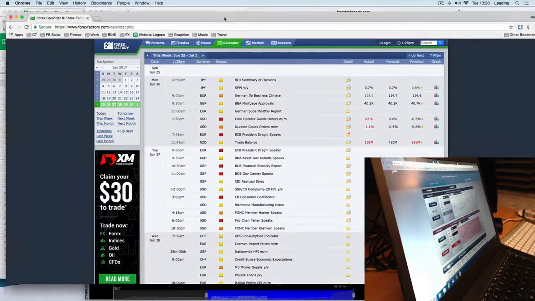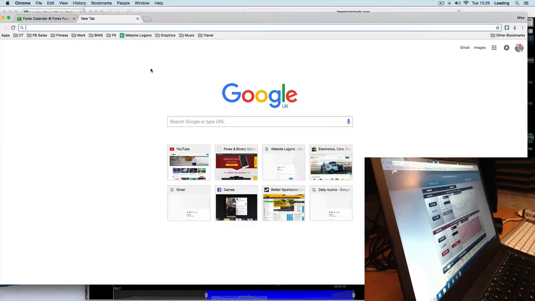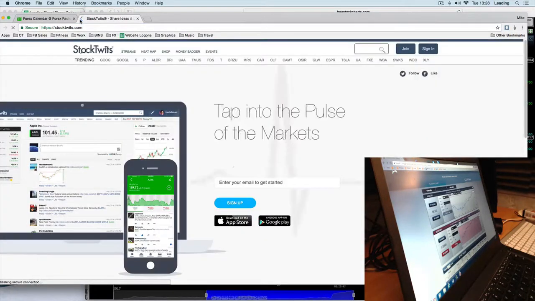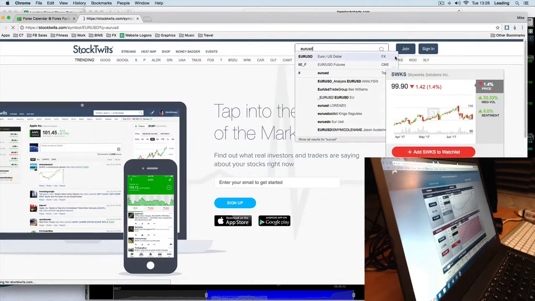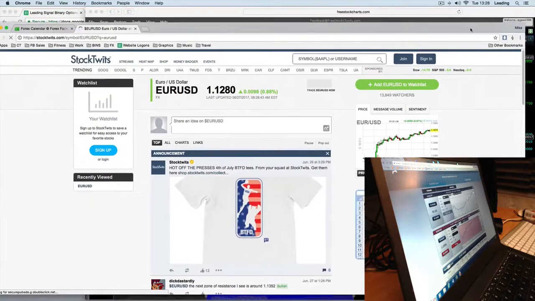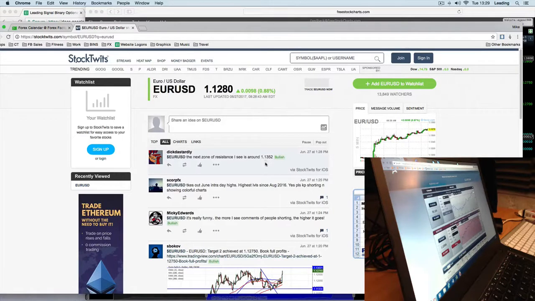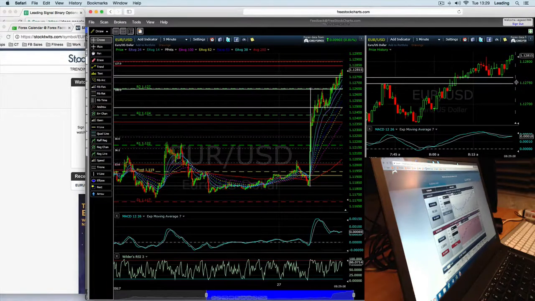I'm just going to have a look on StockTwits. Just see what they're saying about euro. To be honest, it's just to see what the Draghi is it? What they said. $3.52. Yeah.